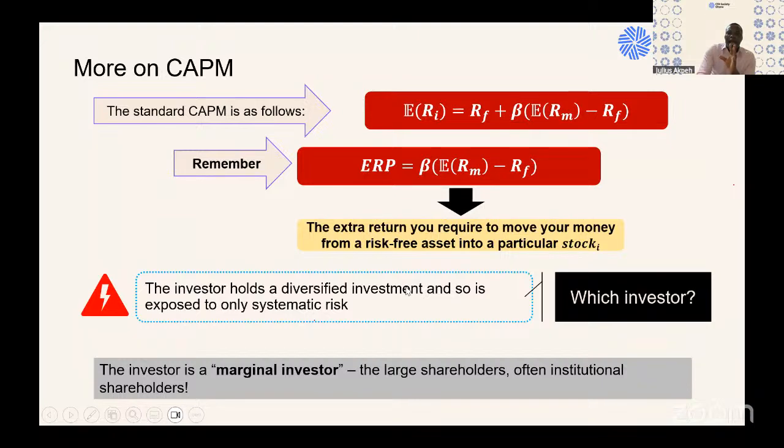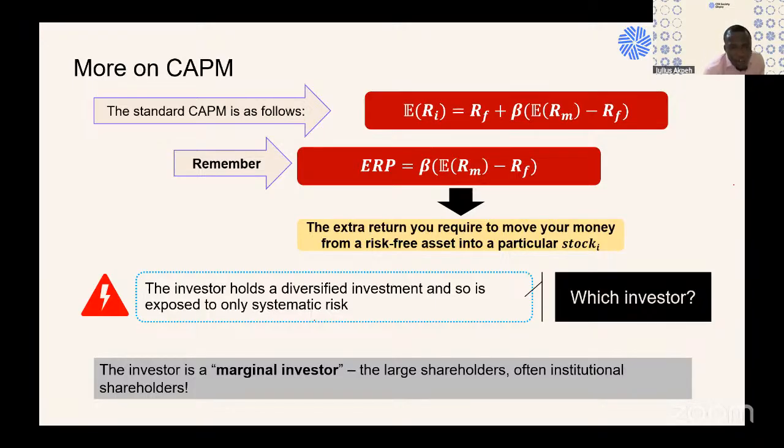And a point I want to make here is that the investor we are talking about who is moving his money, the one assumption is that the investor holds a diversified investment and so is exposed to only systematic risk. Now, you realize that this is true. Why? Because there is no undiversifiable portion to this equation. You don't see any company-specific risk in this model. It is only the systematic risk. But the question then is, which investor? When we talk about investor, which investor? Is there any kind of investor? No. Investor must hold a diversified portfolio.